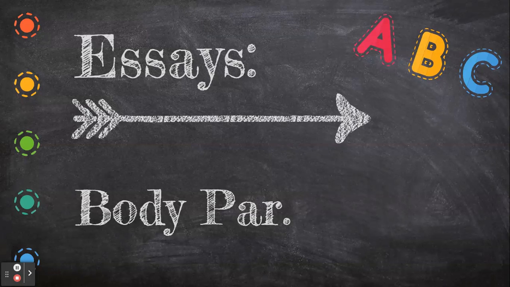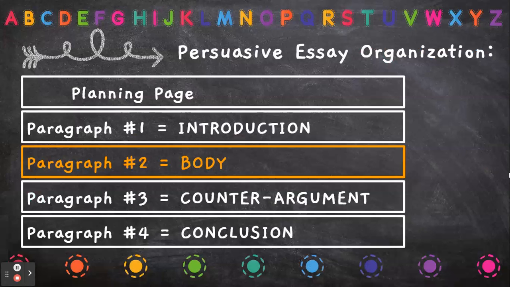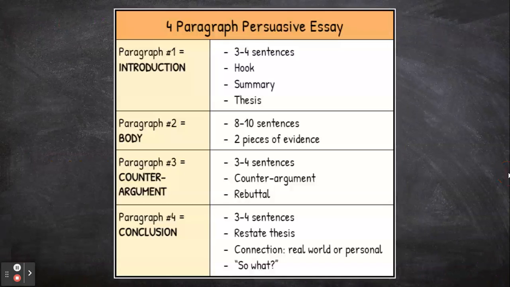Let's continue looking at essay writing. Now we're going to look at writing body paragraphs. We already looked at the planning page process, as well as the first paragraph, the introduction. The body paragraph, what we look at now, is paragraph number 2 in the essay. It comes after the intro and before the counter-argument paragraph.